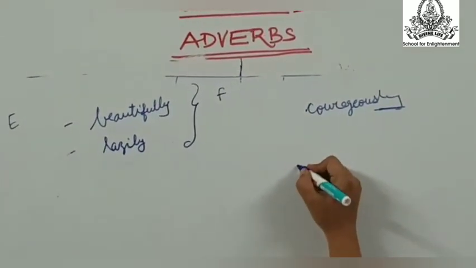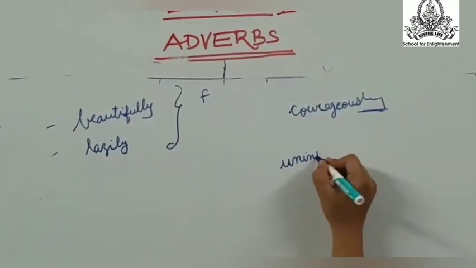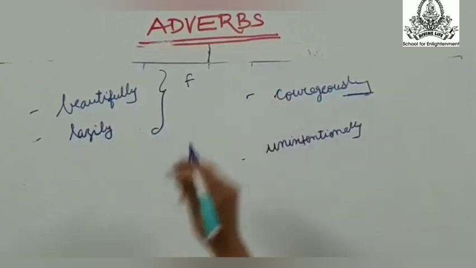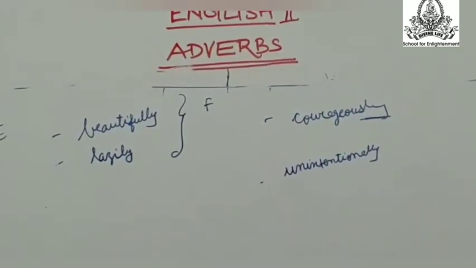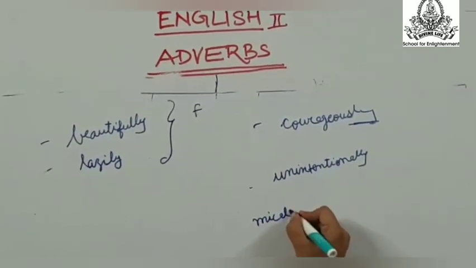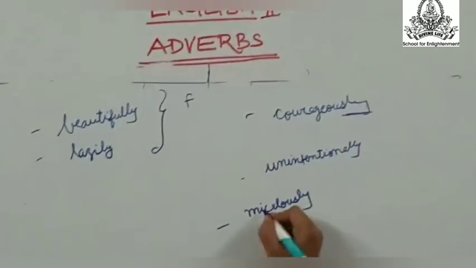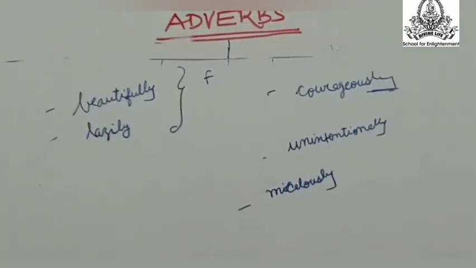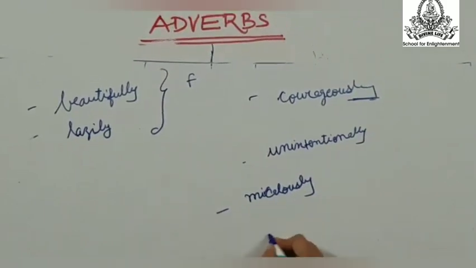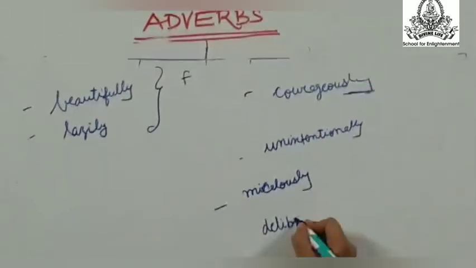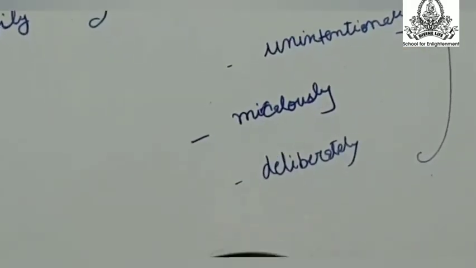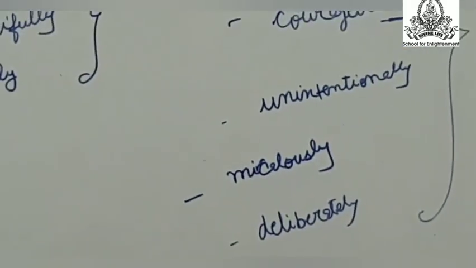He hit her without any intention. He hit her unintentionally. It was a miracle that the child was saved. Miraculously, the child was saved. She avoided him in a deliberate manner. She avoided him deliberately. So this is how we make adverbs from a group of words.